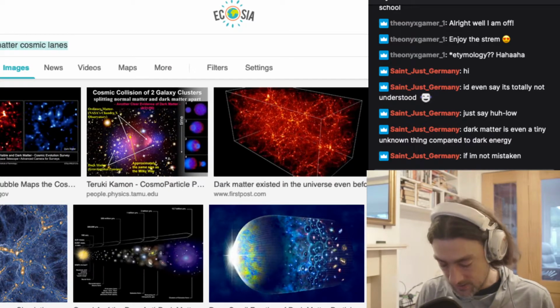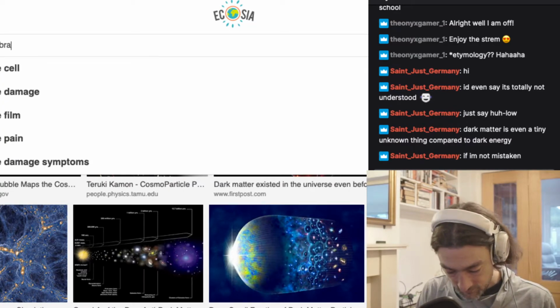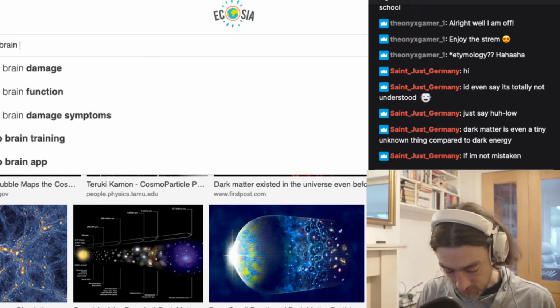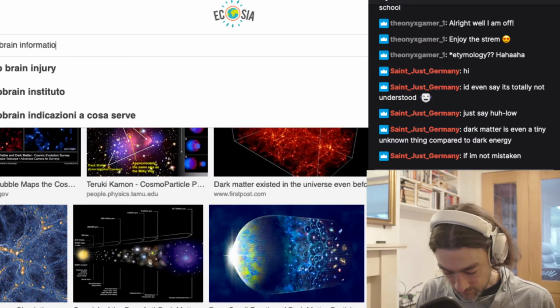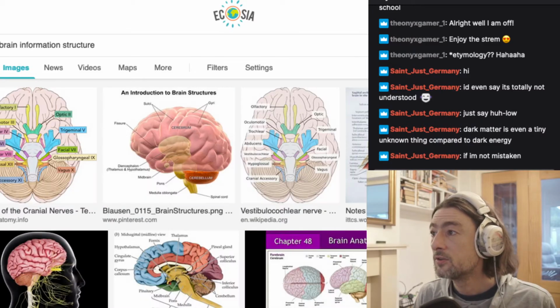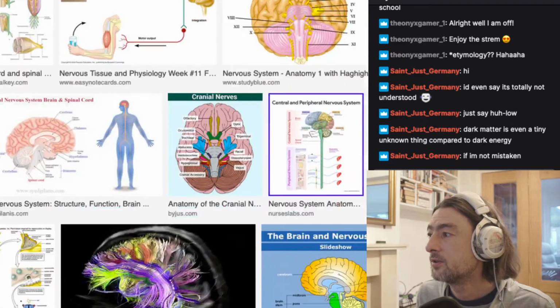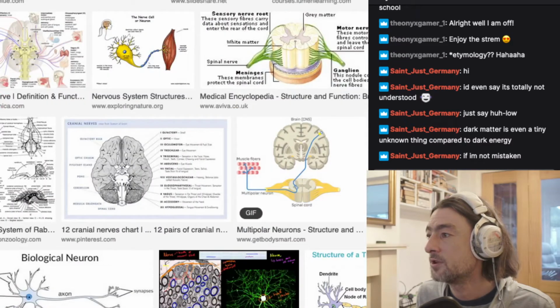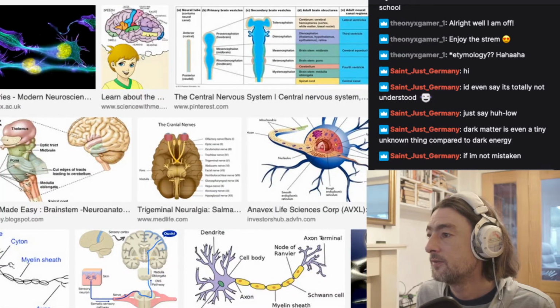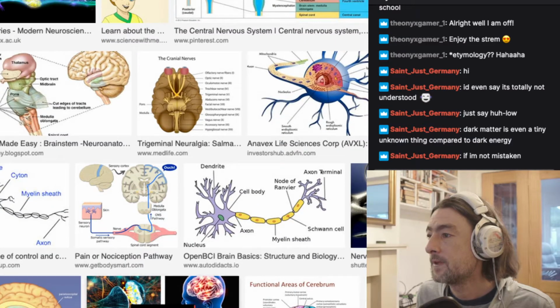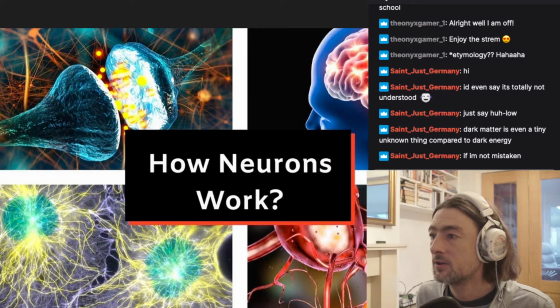So let's see if I can get this. Nerve, brain, information, structure. I'm finding it difficult to get an image that says what I'm trying to say. Maybe this, how neurons work.